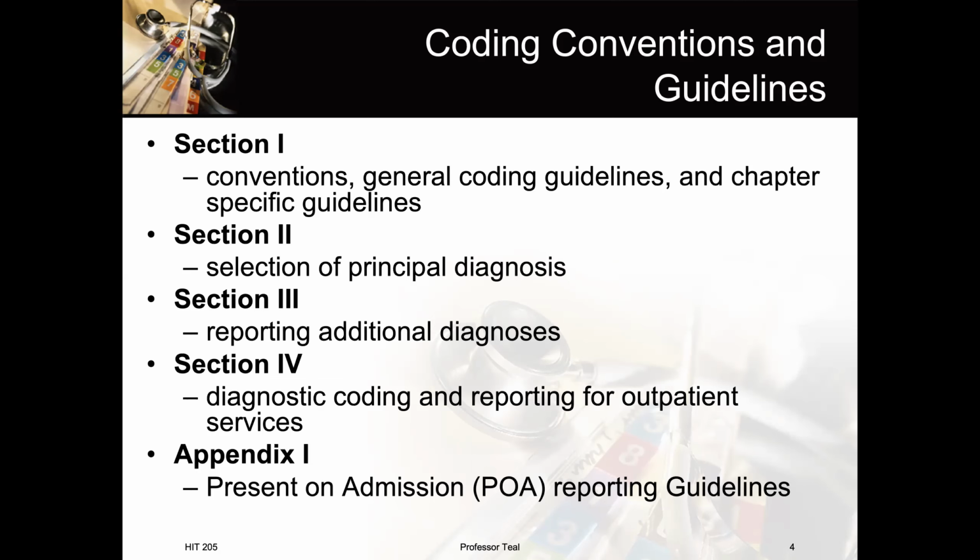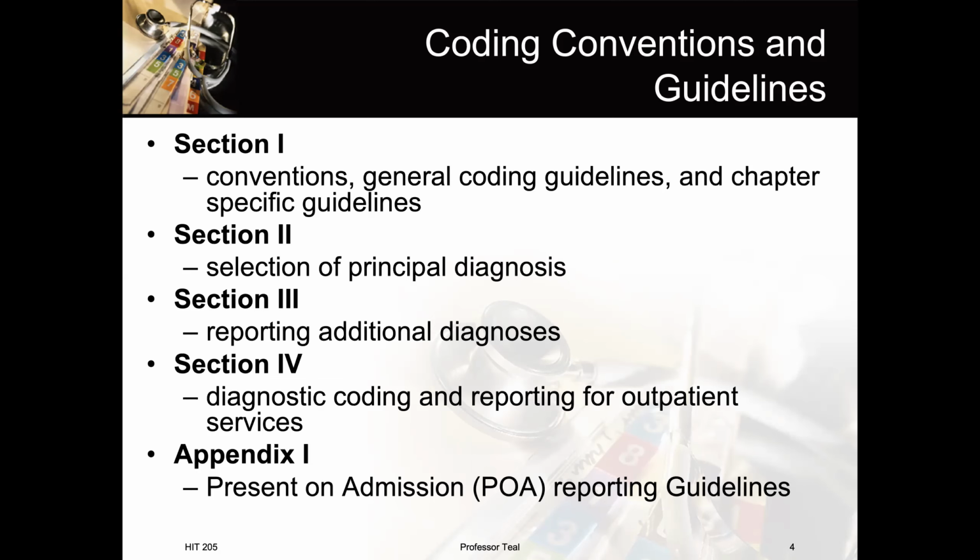It's very important that you become familiar with section 1. Read the coding conventions and the general coding guidelines. The chapter specific guidelines you want to do a cursory review of, and then you can focus more heavily on those when you are actually coding from a particular chapter, because there's just way too many to try and commit to memory. But you do want to give them at least a good run through one time so you know the types of things that they cover.